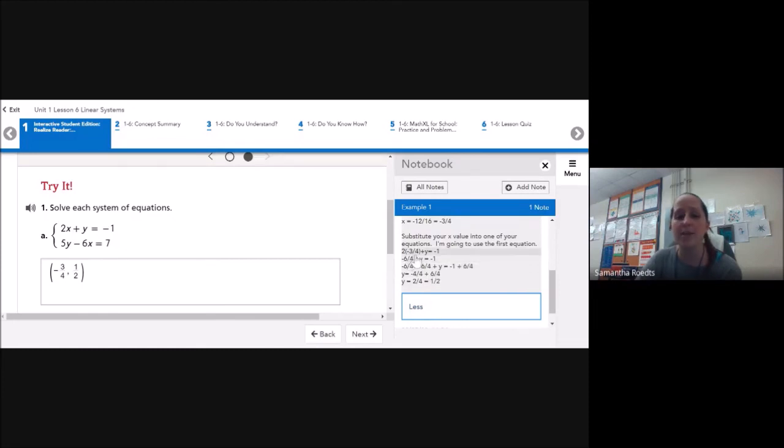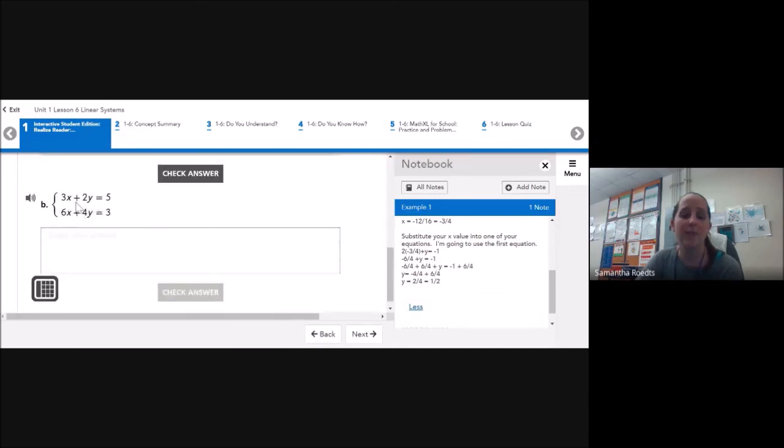So I get 2 times -3/4 plus y equals -1, which is -6/4. I add 6/4 to both sides. When I simplify that, -1 becomes -4/4, so I can just add the fractions together. -4 plus 6 is 2, so I have 2/4, which simplifies to 1/2.